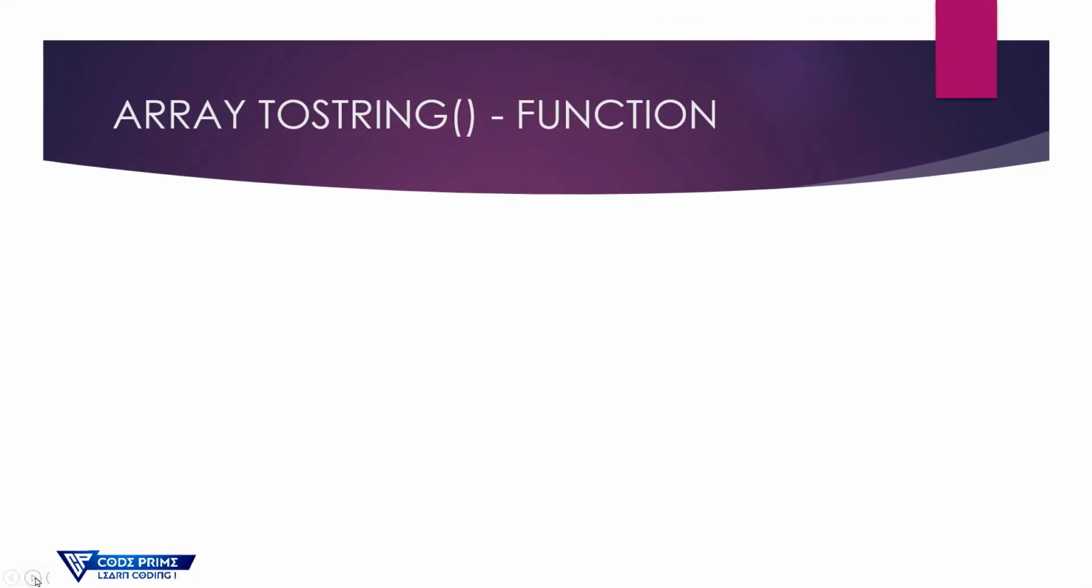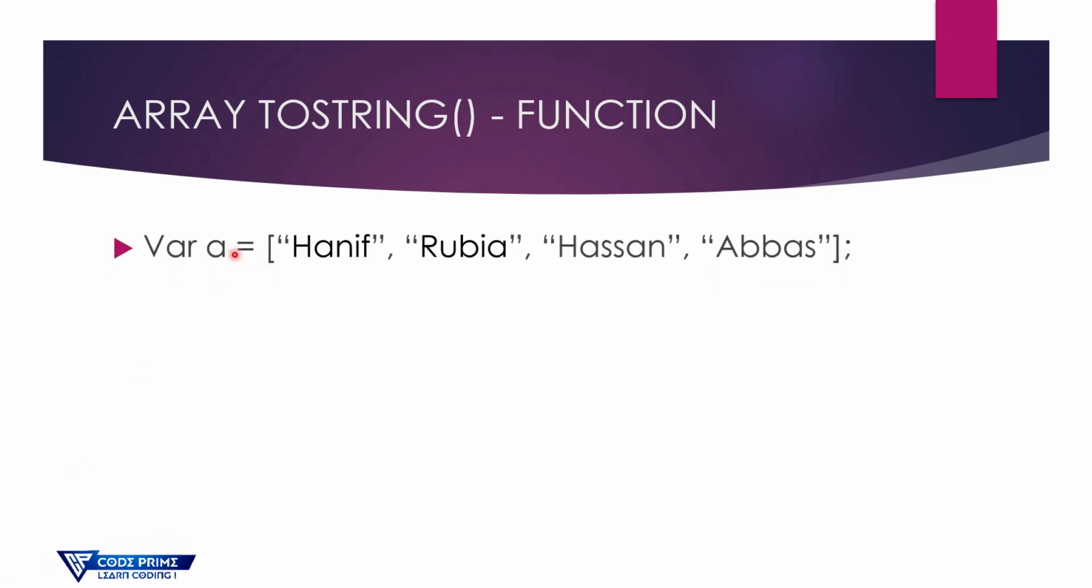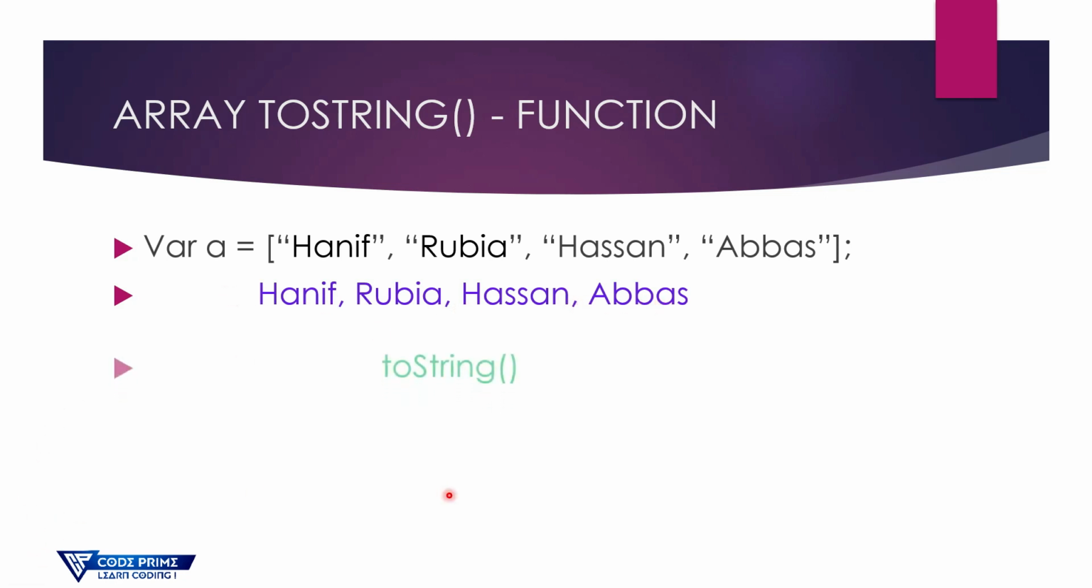Before going to the practical, let's try to understand the toString function. So for that I take an array in variable a, with some names. The toString method will convert this array to a string like this. You can see all of these names are converted into a string. So this is basically simple text, and for converting an array to a string we use the toString function.